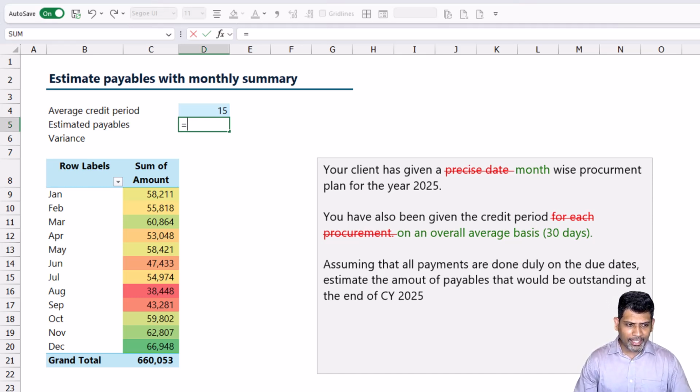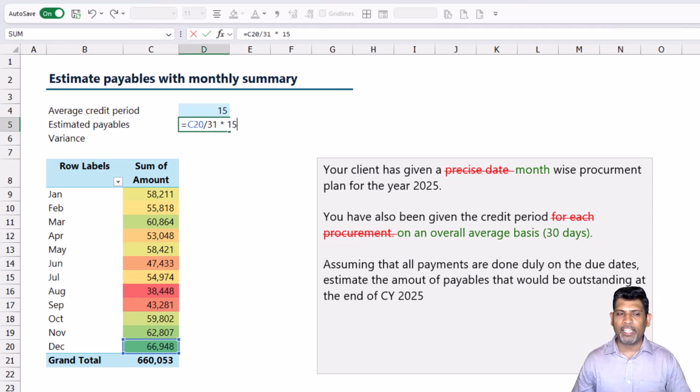We know that in December 2025, we did a monthly procurement of 66,948. And this was done over 31 days. So we're going to find out approximately what's going to be the amount we would have procured in the 15 days. So if 66,948 is procured over 31 days, my daily procurement would be 66,948 upon 31.